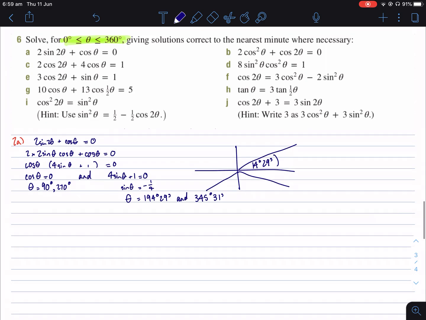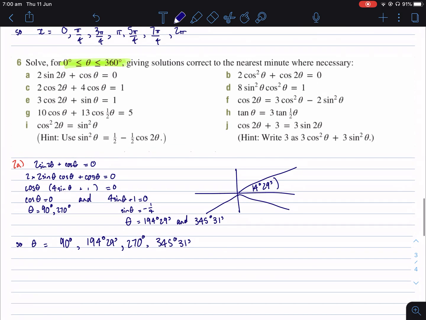So our answers are 90 degrees, 194 degrees 29 minutes. How did I get 29 minutes? Yeah, no, I was fine. 270 degrees, and 345 degrees 31 minutes. Don't forget when you're rounding minutes, if you're looking at your seconds and it's 30 or more, because there's 60 seconds in a minute, if it's 30 or more, you round up.